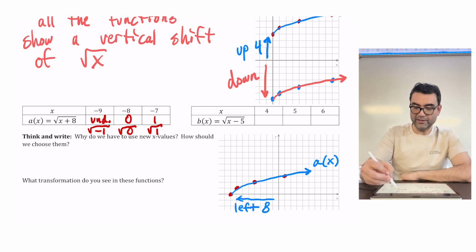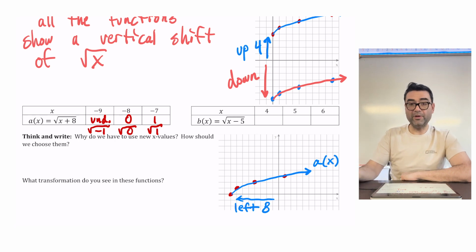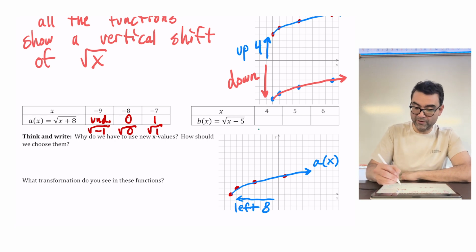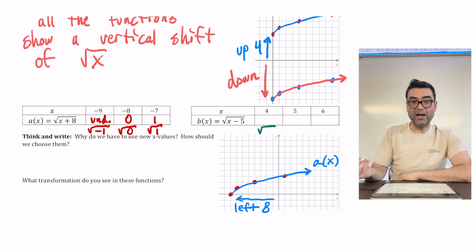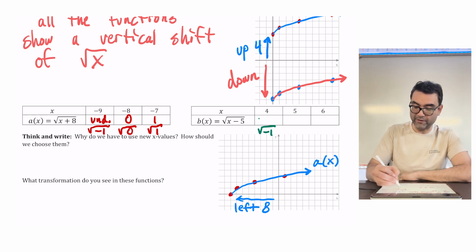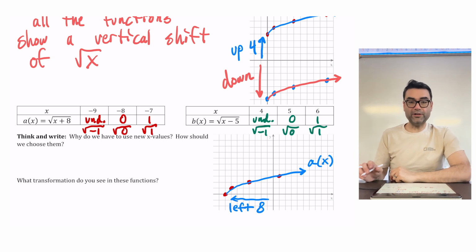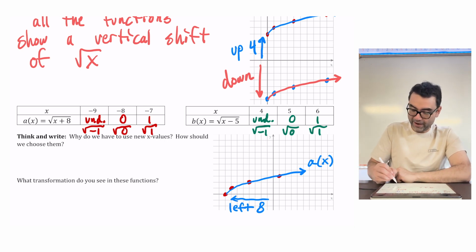Okay, let's look at b of x. So for b of x, we have the same thing going on. If you take 4 minus 5 inside that square root, you get -1. So the square root of -1 is undefined. The square root of 5 minus 5 is the square root of 0, which is 0. And the square root of 6 minus 5 is the square root of 1, which is 1. So this is showing a shift of the parent function in a different direction. This is actually going to start at (5, 0). And then the same pattern, up 1 over 1 and up 1 over 3.